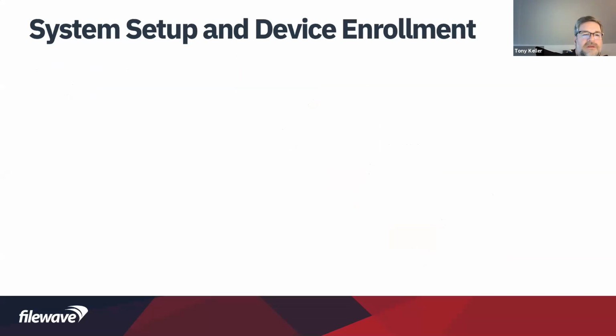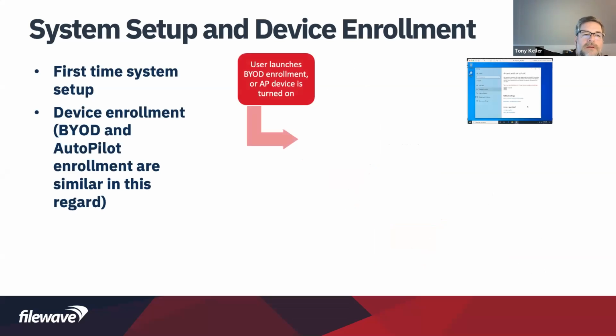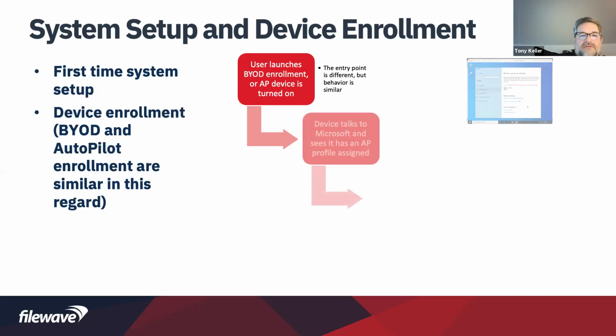But let's talk about what the enrollment process looks like. On the device enrollment side, both BYOD and Autopilot enrollment are similar enough that I can explain them the same way here, although there are differences. In the BYOD case, which I have a small screenshot of here, the user launches the BYOD enrollment, or if it's Autopilot, the device is turned on, accesses the internet and starts the process. So that's the entry point, but the behavior between the two is similar.